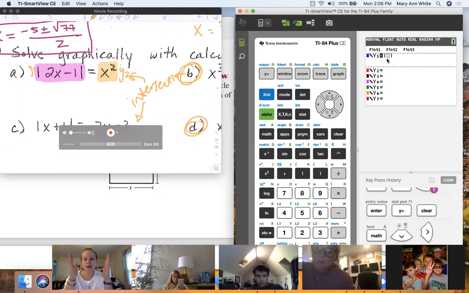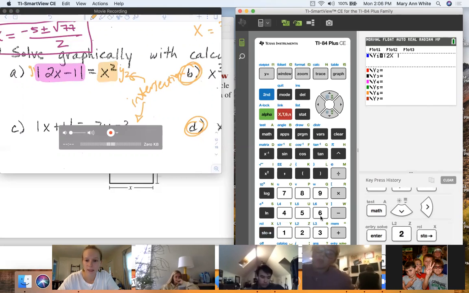On an older calculator, sometimes it physically says ABS and then parentheses, but on the newer ones, like most of you guys have, it's these nice actual absolute values. So now inside I type 2x plus or minus 1.